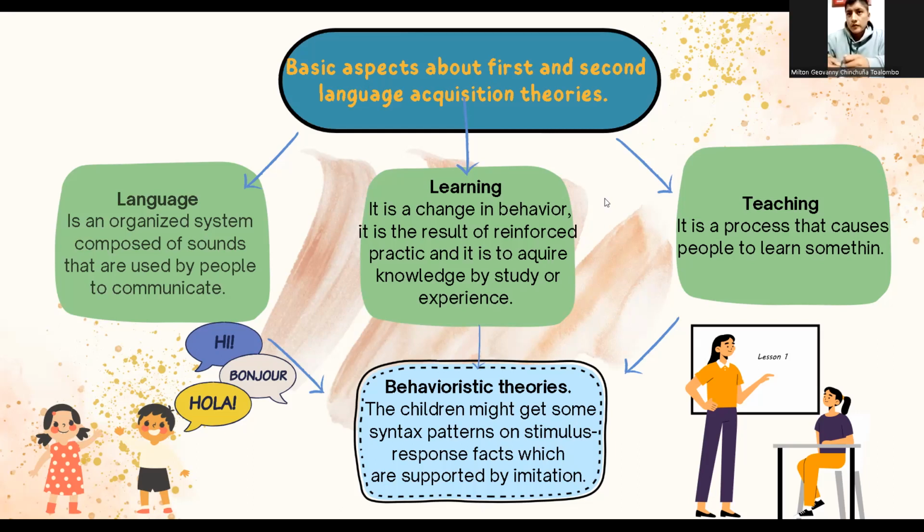Finally, behavioristic theories. We can find that this is when children might get syntax patterns based on the stimulus-response fact, supported by imitation to learn something. For example, we learn by the needs we have to survive. That's all.